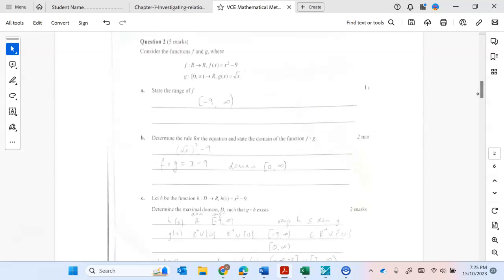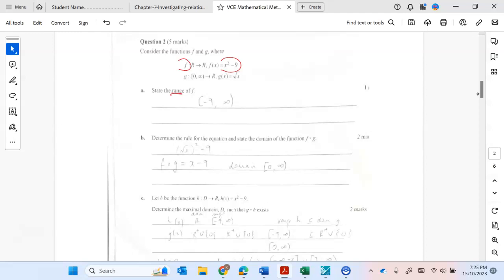So domain and range, I guess if you've got a question that asks for domain and range, it should be a gimme mark for you. So we're looking at f, so just make sure you got the right function. So x squared minus 9, so that's a parabola that's just been shifted down 9, and we want the range. And it is included because that's your turning point basically.